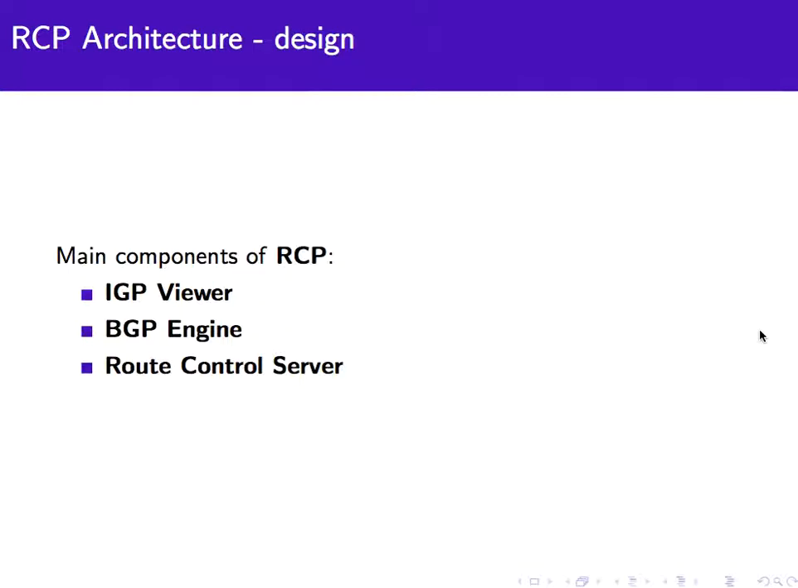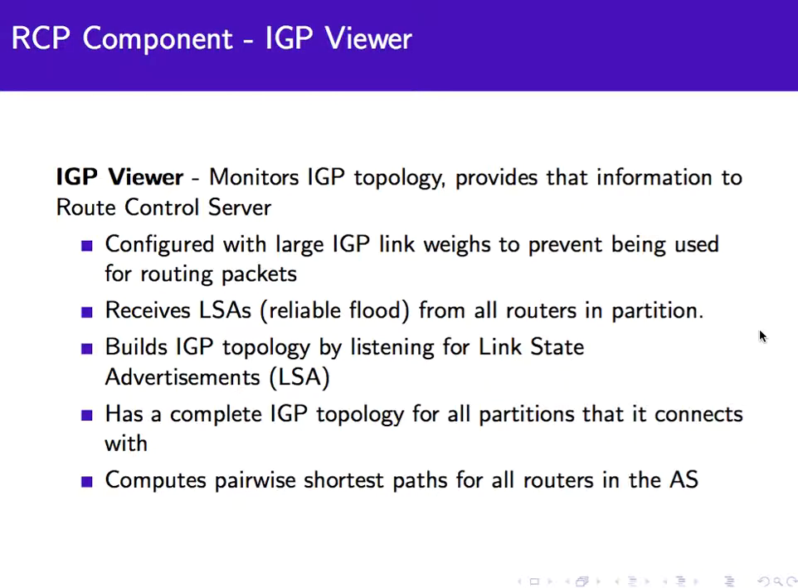This architecture design consists of three primary components: the IGP viewer, the BGP engine, and the RCS, the route control server. The IGP viewer's purpose is to monitor the IGP topology and to provide that information to the route control server. The IGP viewer is configured with large IGP link weights, to ensure that no router will try to route its packets through the IGP viewer as a potential shortcut, because the whole purpose of the IGP viewer is to monitor topology changes and provide that information to the RCS.